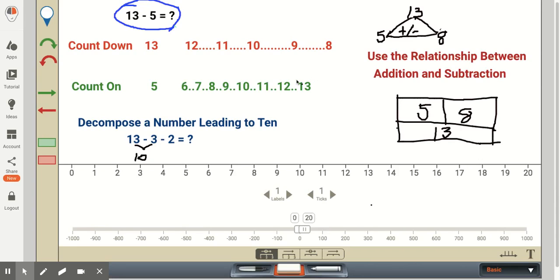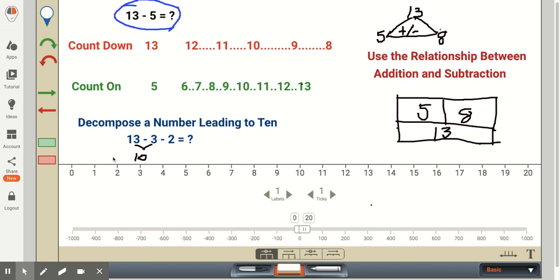Now, these obviously may not be the most efficient way to solve the problem. If our students know that 5 plus 8 equals 13, and they can be picturing either this number triangle or this part-whole in their mind, then they would know that 13 minus 5 would be equal to 8.